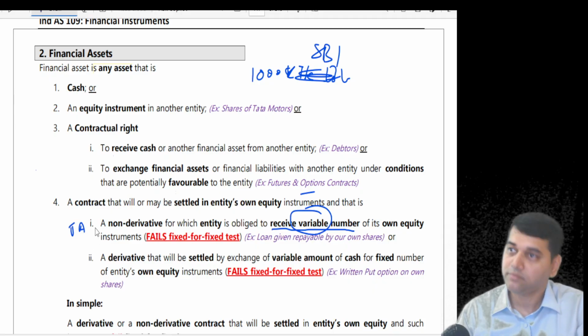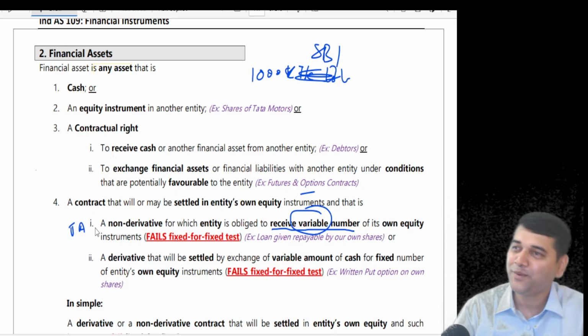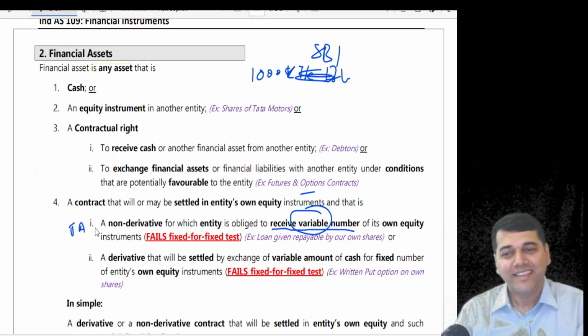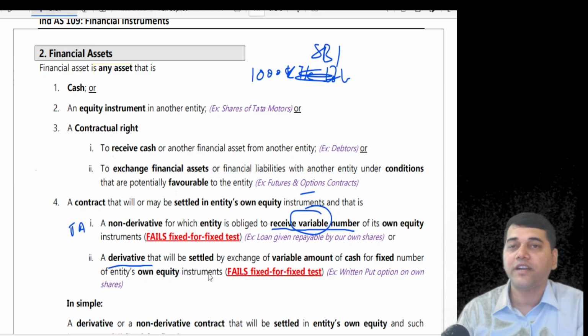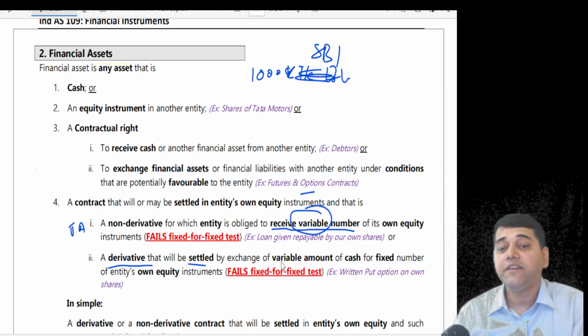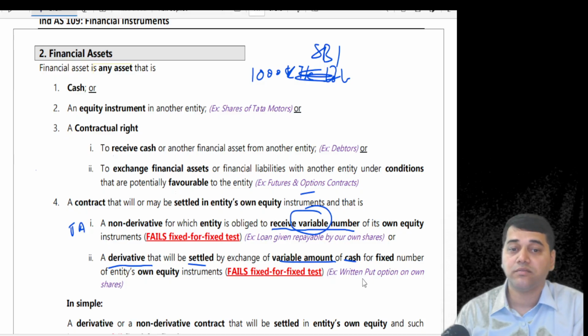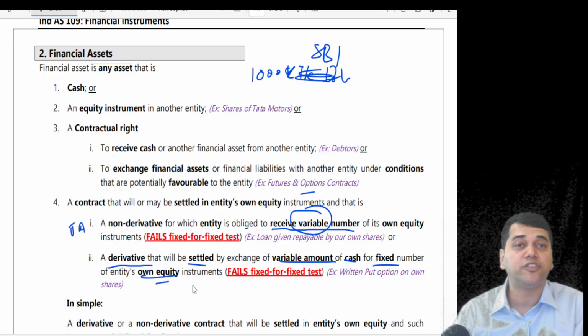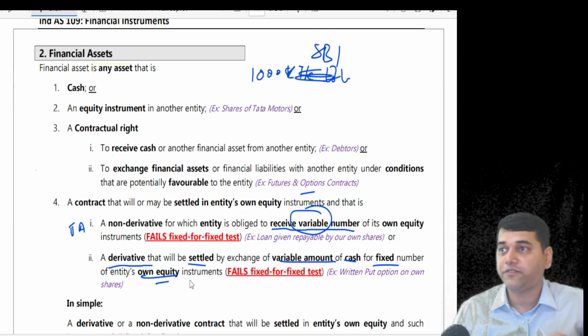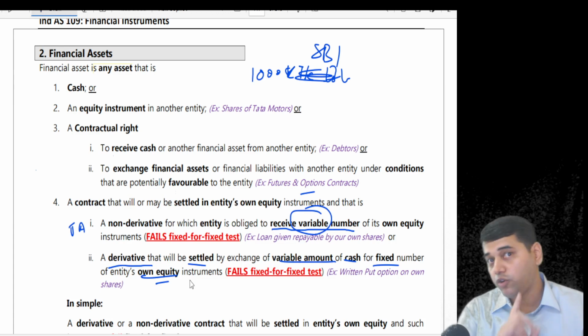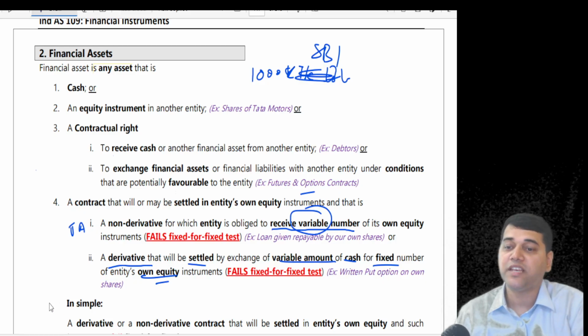Not understood? I'll give you an example. Now they say that okay, if it is a derivative contract that is settled by a variable amount of cash for a fixed number of own equity instruments, that means you are going to receive a fixed number of own equity instruments, but you are going to pay them a variable amount, no? That is a financial asset.